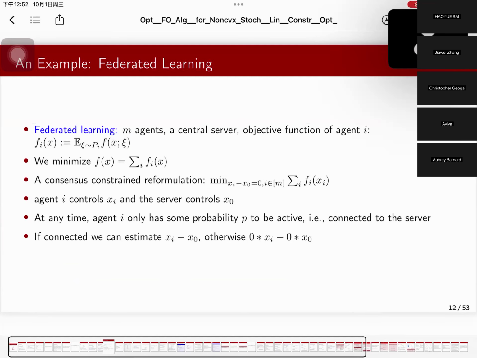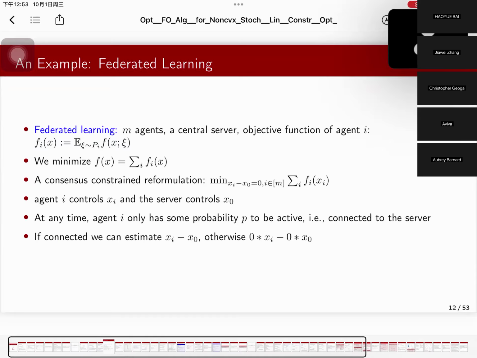Let me give an example for this stochastic constrained optimization problem, a very well-known example: federated learning or centralized distributed optimization. We want to minimize the finite sum, the summation of F_i(x), where F_i belongs to one agent, and we have a central server.